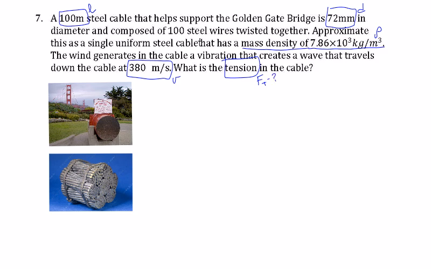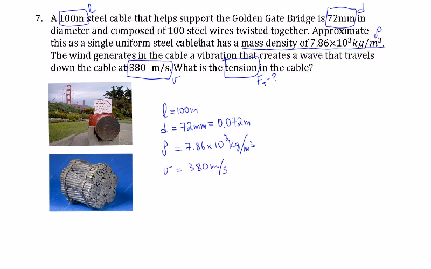Okay, so let's pull out the information. We have the length of the cable equals 100 meters. We have the diameter of the cable, 72 millimeters, which is 0.072 meters. And then we have the density, rho, equals 7.86 times 10 to the 3 kilograms per cubic meter. Then the speed of the wave is 380 meters per second. We want to find the force of tension.